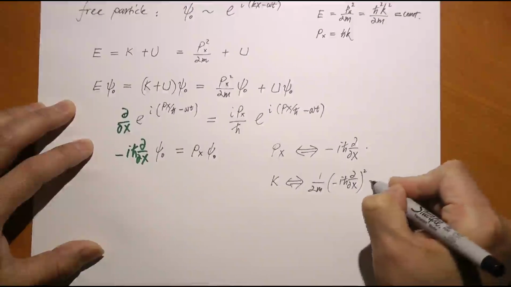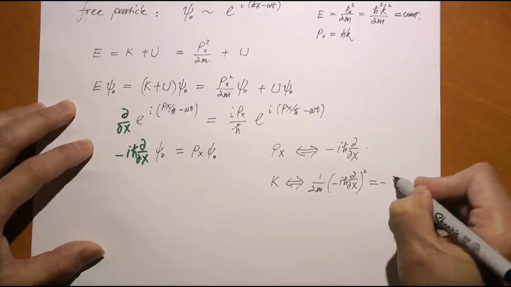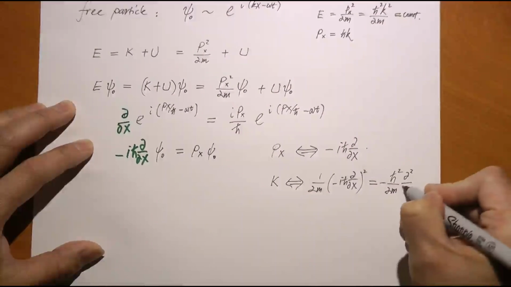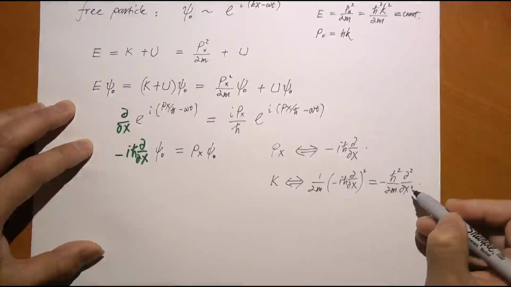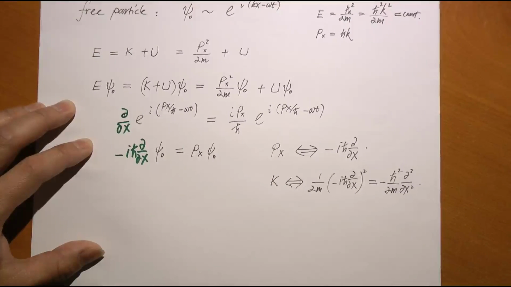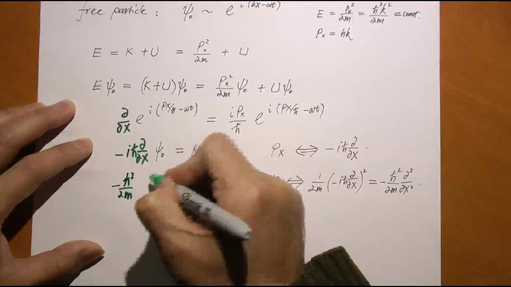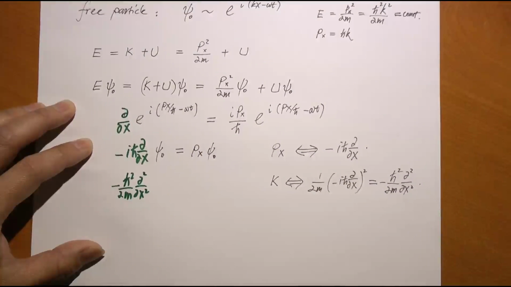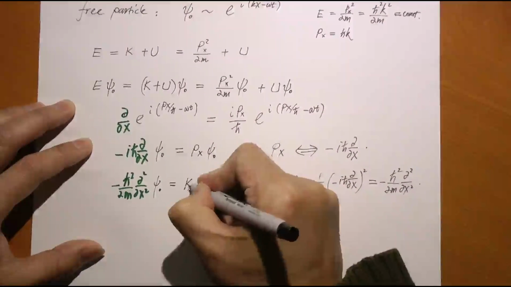You square that. Now let's work that out. Negative I, you square that, that's negative 1. So it's minus h bar squared over 2m times the second derivative with respect to space. So this differential operator, acting on psi naught, will give you k. So I'm going to write this down here: negative h bar squared over 2m times the second derivative operating on our free wave function would equal k, the kinetic energy, times psi.